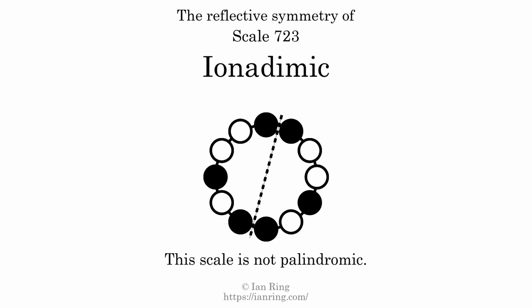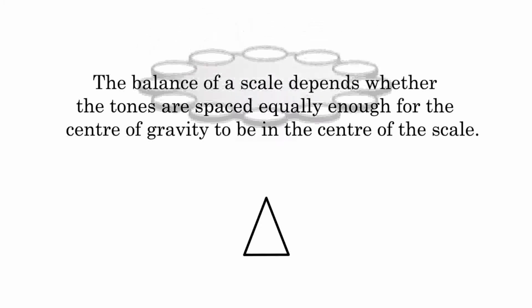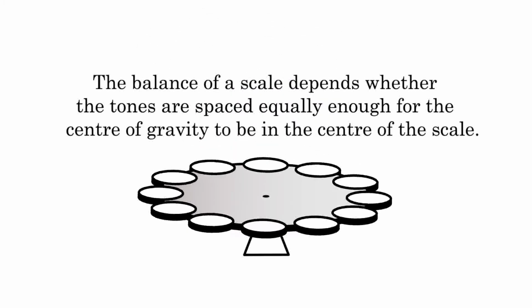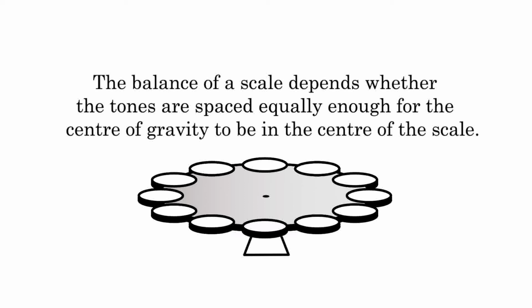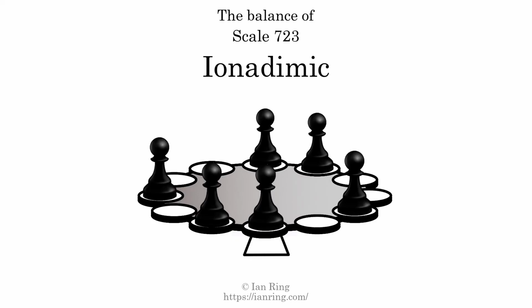This scale has reflective symmetry across an axis positioned 0.5 semitones from the root. This scale has a different pattern of intervals ascending and descending, so it is not palindromic. This scale has one ridge tone. Here, the balance of a scale depends on whether the tones are spaced equally enough for the center of gravity to be in the center of the scale. This scale is not balanced.